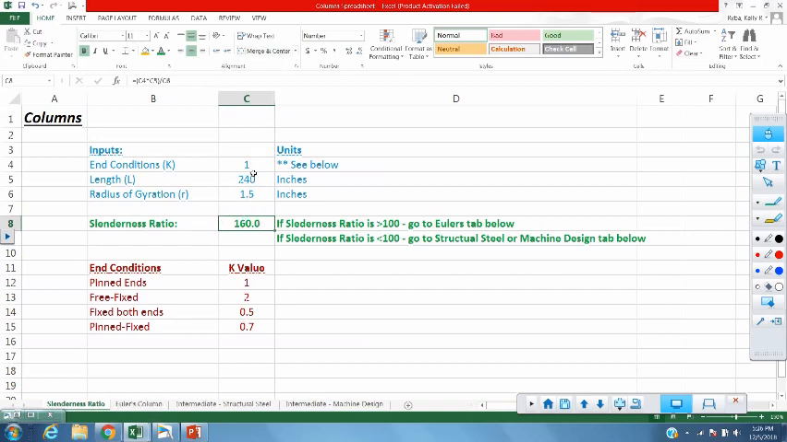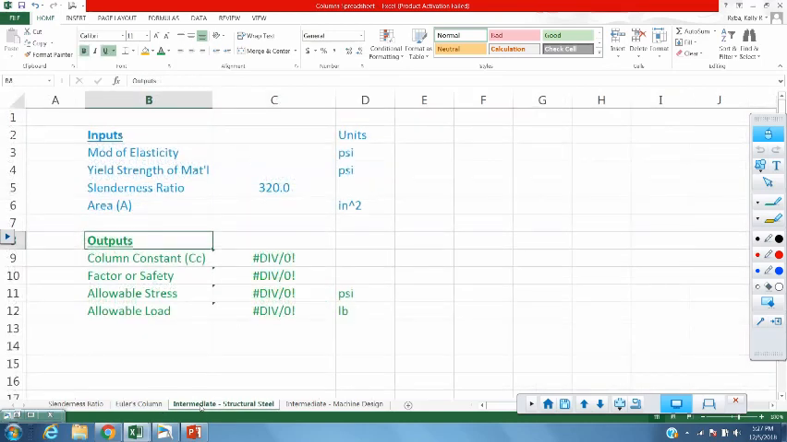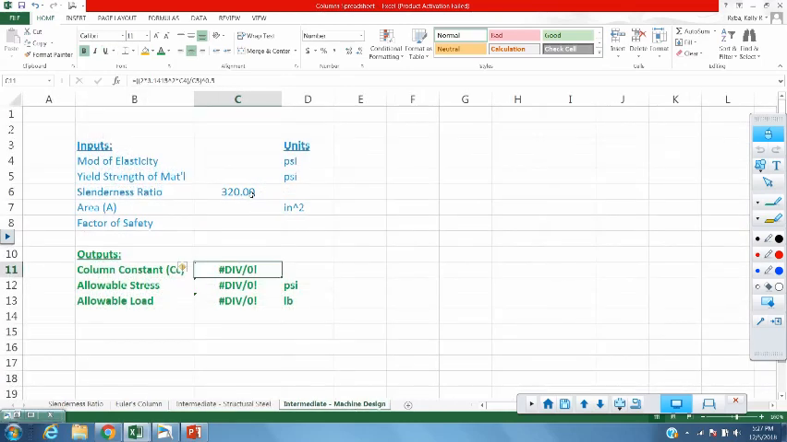Now, no matter what I change this to, for instance, if I change my end condition to fixed and free, it goes to 2, that goes up to 320, and it automatically updates 320 on my next sheet here. As I worked towards my intermediate, I also needed a slenderness ratio there, and notice that it populated automatically here under my inputs. Same thing on the last sheet, which is the machine design.